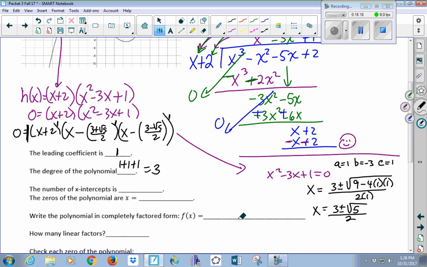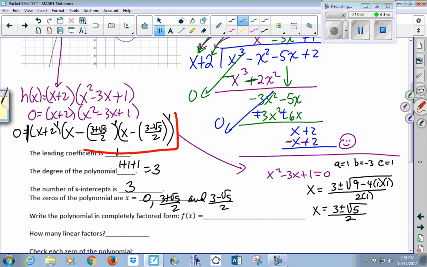The number of x-intercepts is 3. The zeros of the polynomial are 0, 3 plus the square root of 5 over 2, and 3 minus the square root of 5 over 2. Write this in completely factored form. I did. And you can say that. Here it is. You can just take that and put it right down here. I think this was called h of x, if I recall correctly. That should be h of x, not f of x.